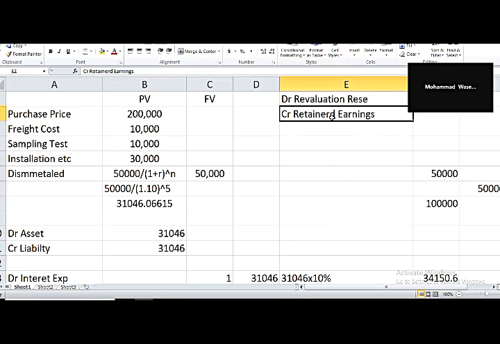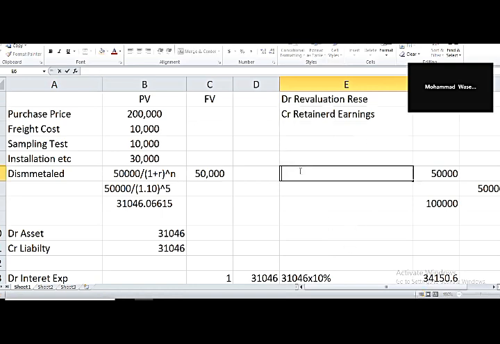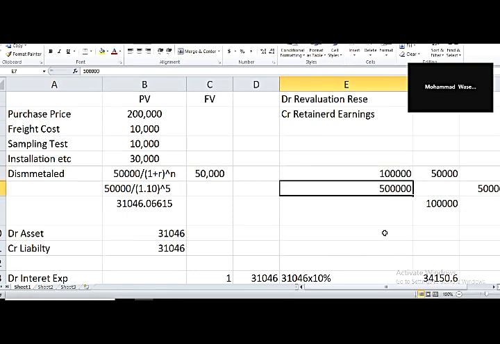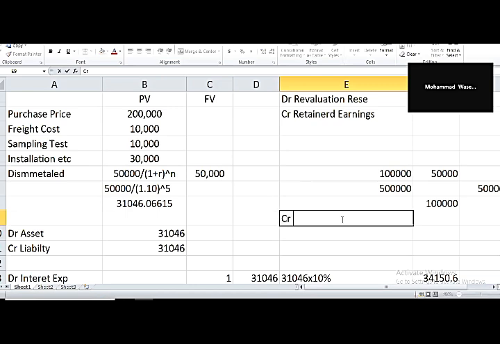Otherwise, the second way is when you sell the asset after revaluation. Let's suppose I'm putting hypothetical figures now. The carrying value of the asset was 100,000 and you revalued it to 500,000. So you actually credited the revaluation reserve with 400,000. Once the asset is sold, whatever is left in the revaluation reserve, you will debit it and shift it to the retained earnings.